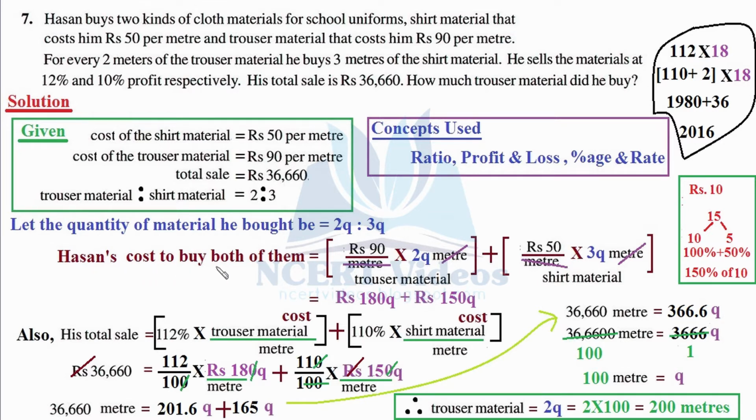So Hassan's cost to buy both of them would be quantity multiplied with rate, and the rate is given to us for each individual material. So with the help of that, let's try to find the cost price of individual items. That would be the addition of two individual items, that is trouser material and shirt material cost. First of all, let's find the trouser material cost incurred by Hassan. So it would be rate. Rate is rupees 90 per meter. So we wrote the same, rupees 90 per meter in division. That is, for every meter he spent rupees 90, multiplied with the total quantity, which we have assumed as 2Q meter.